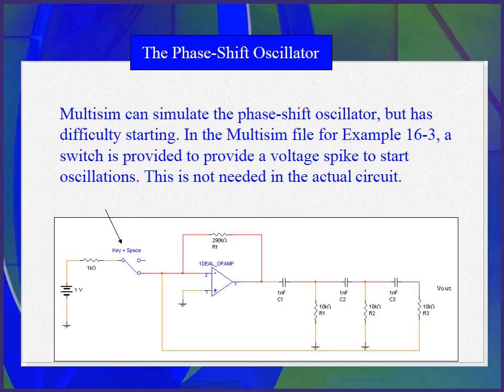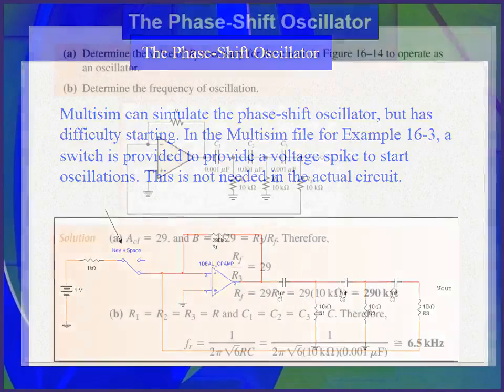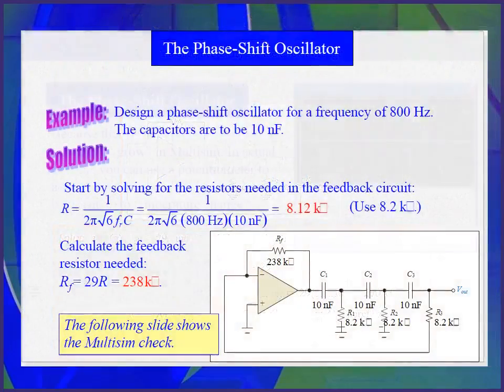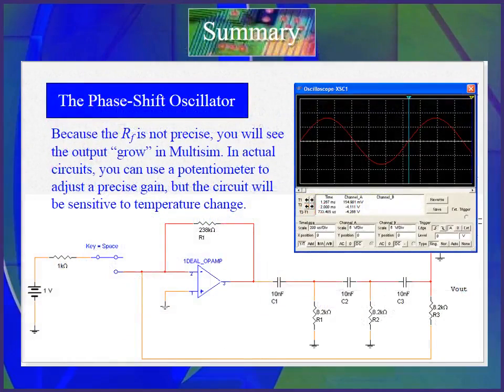Spike to start the oscillation. This is not needed in the actual circuit. So this is the example problem you can solve. Given here, this is the summary of the phase shift oscillator using Multisim.